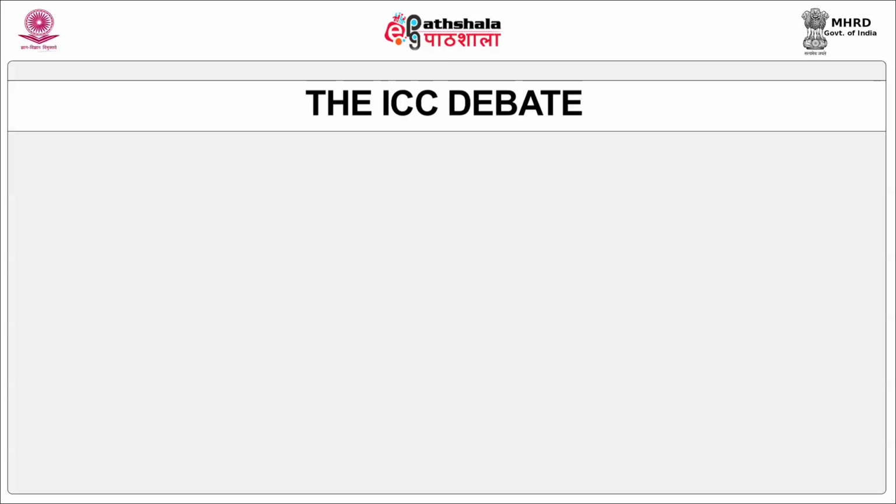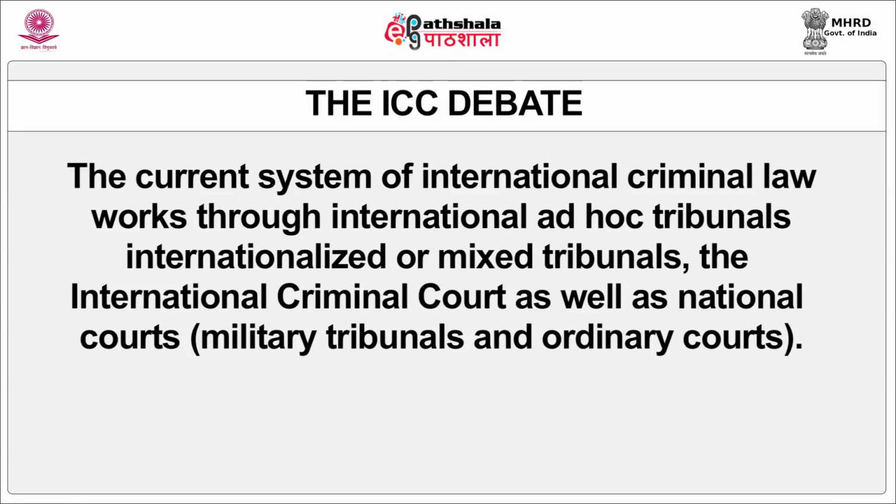Now, the ICC debate. The current system of international criminal law works through international ad hoc tribunals, internationalized or mixed tribunals, the International Criminal Court, as well as national courts, military tribunals and ordinary courts. One of the legal consequences of framing an act as an international crime is that it may give rise to what is called universal jurisdiction, which allows any state to try alleged perpetrators even in the absence of any link between the accused and the state exercising jurisdiction.